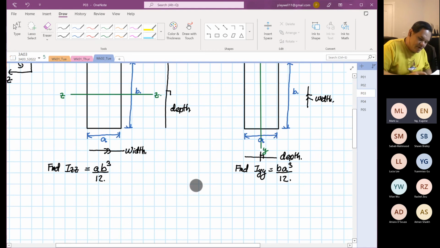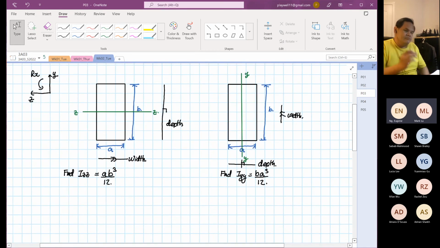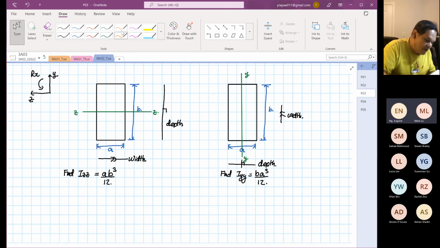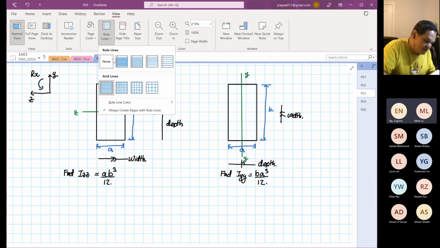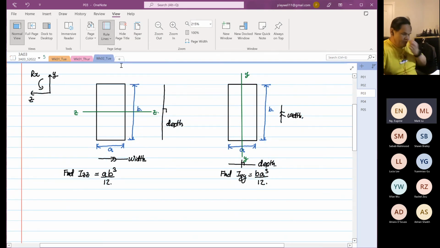In summary, I want you to get used to this way of finding your Iyy or Izz. Because later on, when we have compound loading, as in loading in 3D, knowing which is your Iyy and Izz is critical. If you get it wrong, your stress field will have error.